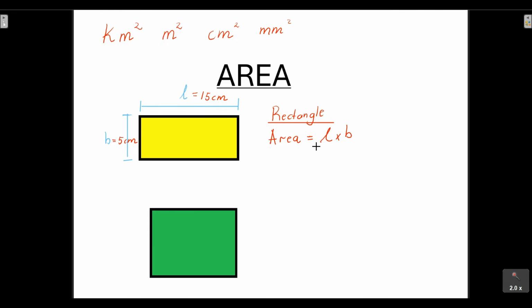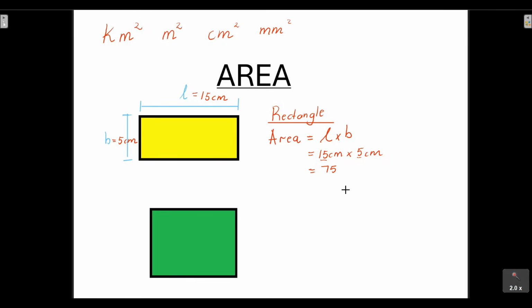So in this case, to calculate the area of this rectangle, we simply take 15 centimeters multiplied by 5 centimeters. If you punch this into your calculator, 15 multiplied by 5 is equal to 75. So 15 multiplied by 5 is 75.